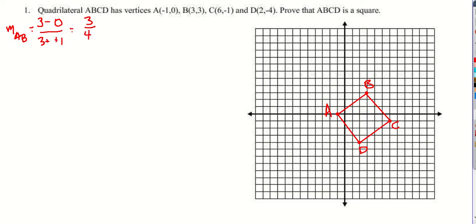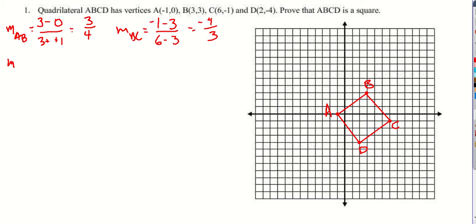Now the next slope, BC, is supposed to be perpendicular to AB. So we know if this is 3/4, the other one should be -4 over 3. We're already keeping that in mind. So the slope of BC here is y2, coming from C, which is -1, minus the y1, which is 3, over x2, which is 6, minus 3. Here we get -4 on the top, positive 3 on the bottom, and look at that, we got opposite reciprocals.